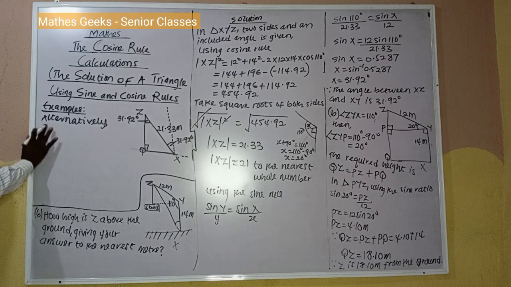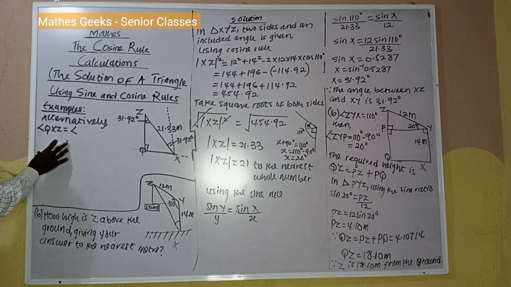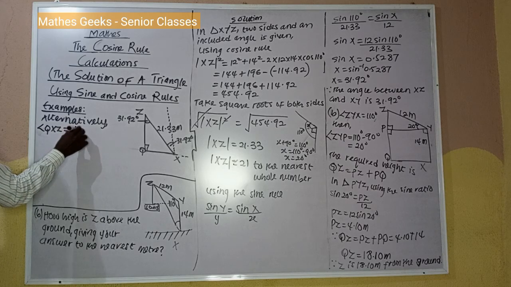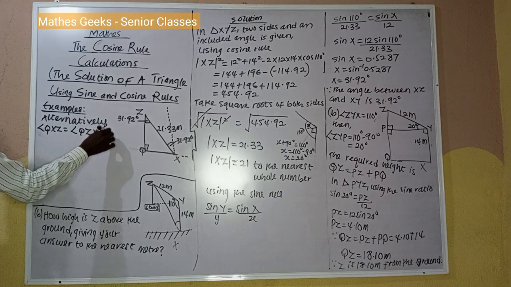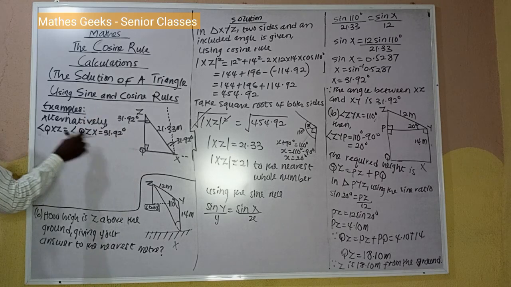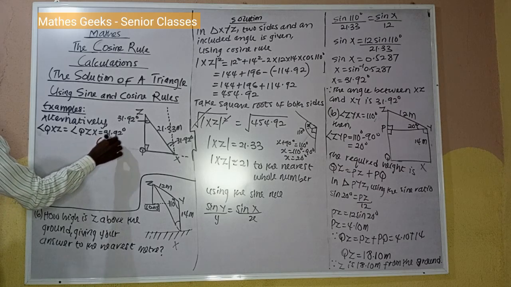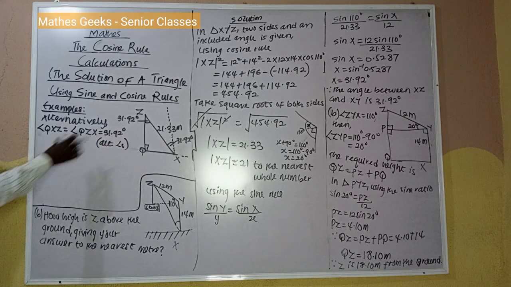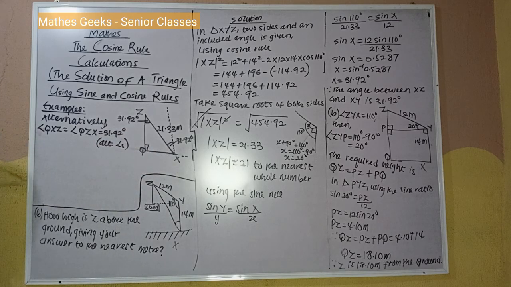Let me put it this way. Angle QXZ, which is angle QZX, is equal to 31.92 degrees. What's the reason? Alternate angles. That's the reason. I'm supposed to write it here, but I've already drawn the diagram here, so I'll put it on that.